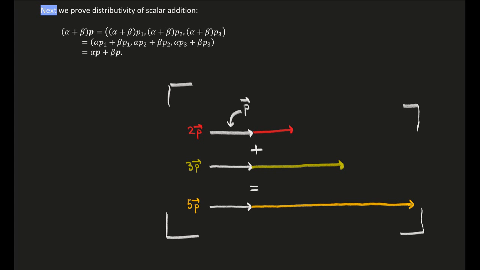Next, we prove the distributivity of scalar addition. Given two scalars, alpha and beta, and a point P, we first use the definition of scalar multiplication to write the coordinates of this vector as alpha plus beta times p_i. Then we use the distributivity of real numbers to write alpha plus beta times p_i as alpha p_i plus beta p_i. And then we use the definition of vector addition to write this as alpha P plus beta P.